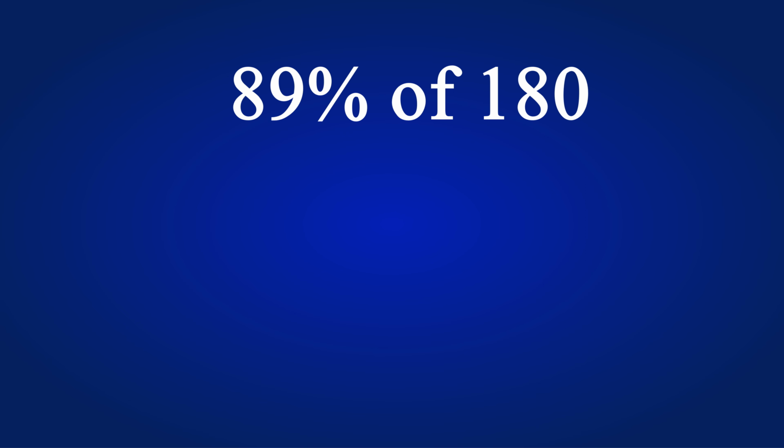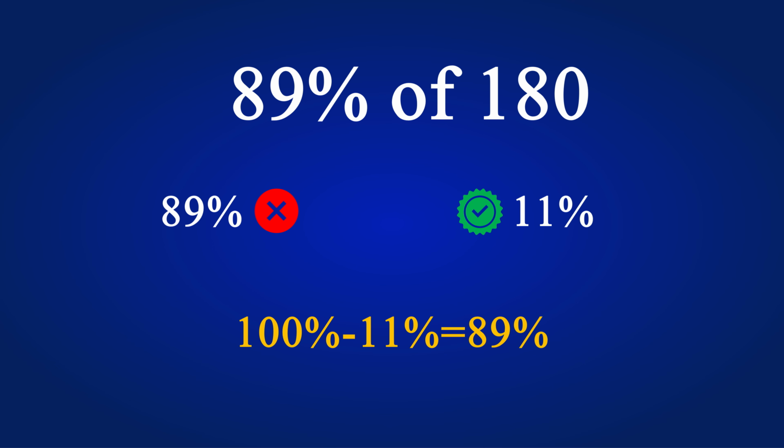Now, let's move to trick 5. Minus the leftover. If you are asked to calculate 89% of 180, don't calculate 89. Rather, just find out the 11% of it and minus it from the number itself. Because the number itself is 100%. So subtracting 11% will give you 89%.